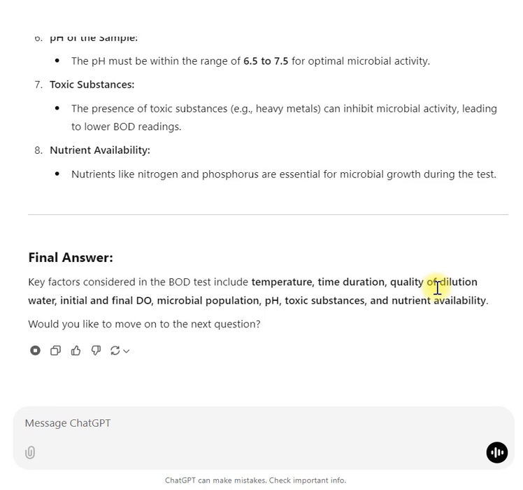Final answer. Key factors considered in the BOD test include temperature, time duration, quality of dilution water, initial and final DO, microbial population, pH, toxic substances, and nutrient availability.